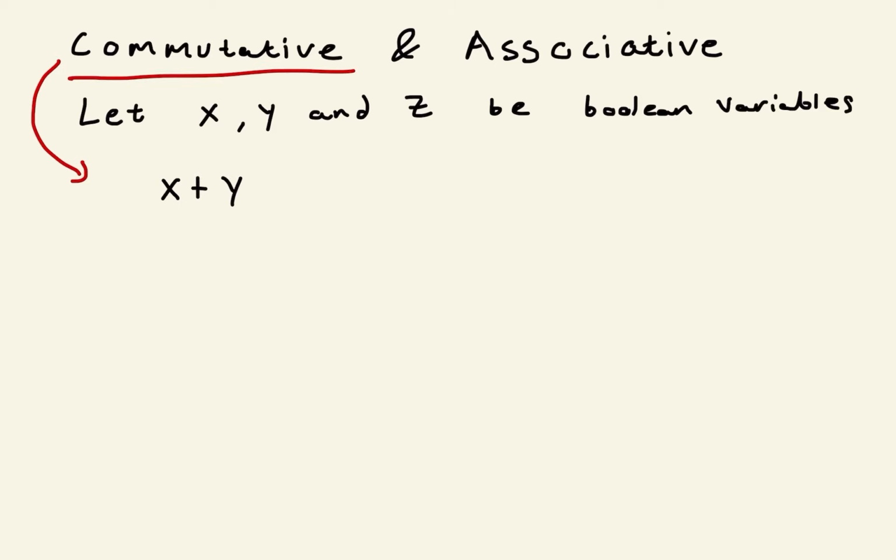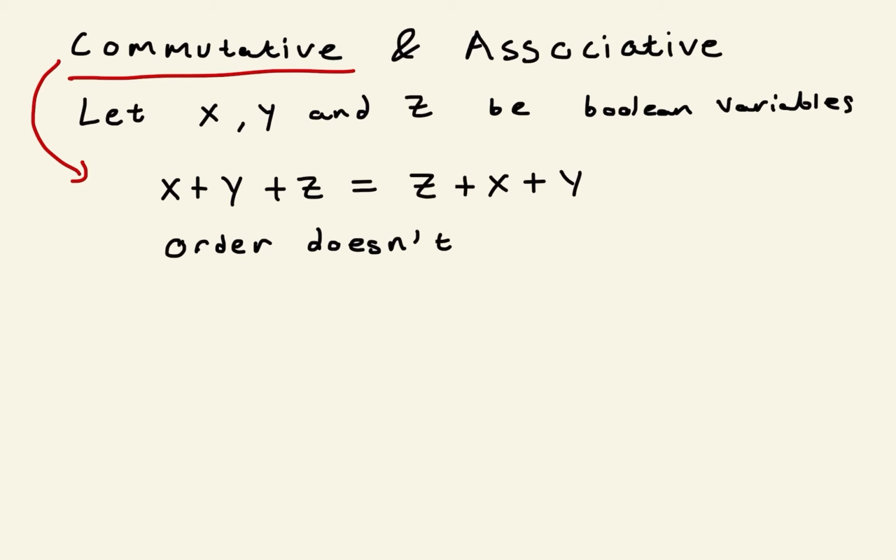Let's start with commutativity. What commutativity says is that the order in which we do our operations doesn't really matter. So x plus y plus z is really the same thing as z plus x plus y. You probably knew this from regular algebra, just never really put a title to it. But now you know that it's called commutativity.